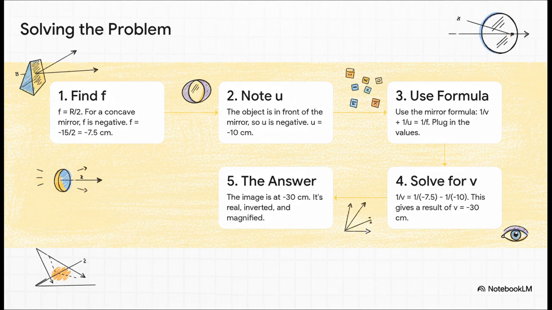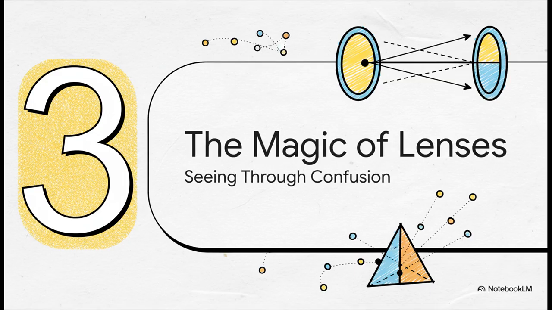First, focal length f is half of the radius, so 15 by 2 is 7.5. But for a concave mirror, the focus is in front of it, against the direction of light, so f is minus 7.5 centimeters. The object is also in front, so u is minus 10. Now we just put these values with their signs into the formula. A little bit of calculation, and we get v equals minus 30. And what does that minus sign tell us? It tells us the image is on the same side as the object, which means it is real and inverted. See? Easy. Fantastic. Mirrors are done.